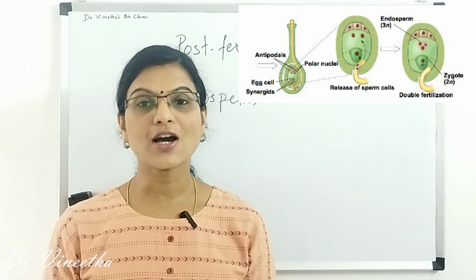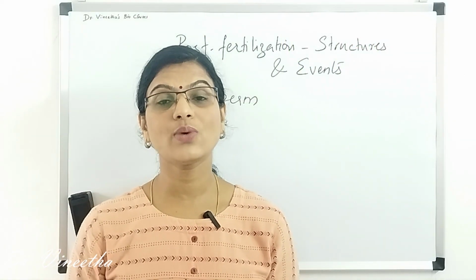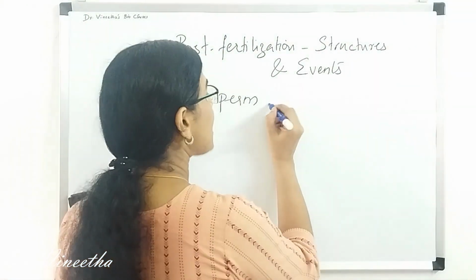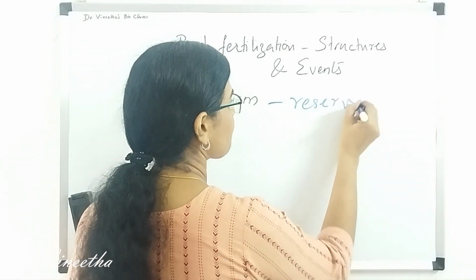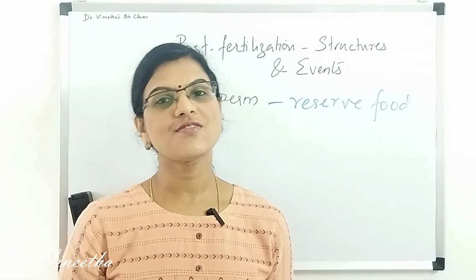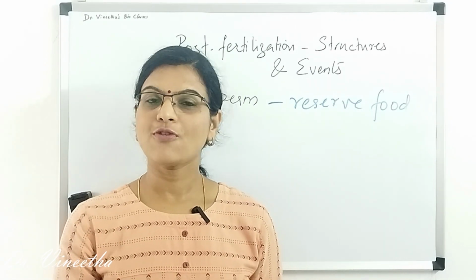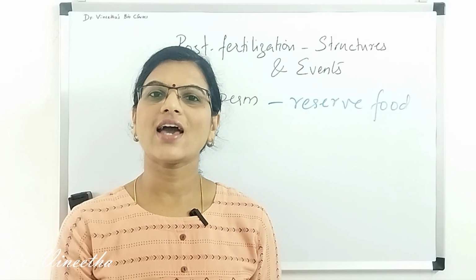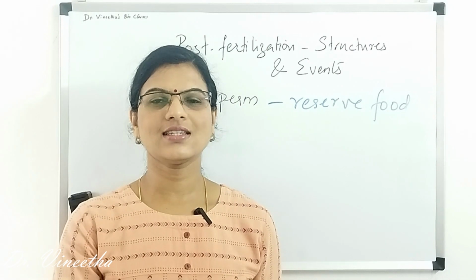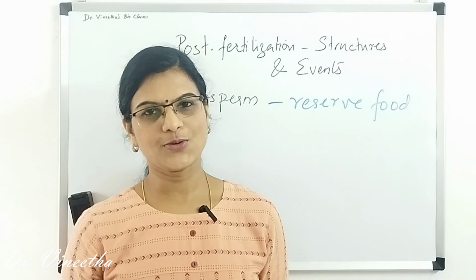And what is the function of this triploid endosperm tissue? These tissues are filled with reserve food materials. So the endosperm tissue has reserve food in it, and so it provides nourishment to the developing embryo. For its proper development, the embryo requires this nourishing tissue, which is the endosperm tissue. So that's the reason why the endosperm tissue is developed before the embryo development.